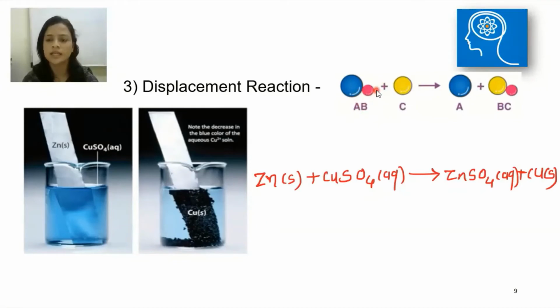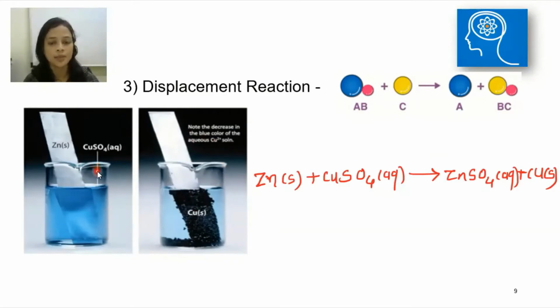So this is nothing but the single displacement reaction. Only one single element, this pink one, got replaced. Only one element replaced. Therefore, it is a single displacement reaction. So here AB plus C gives A plus BC.